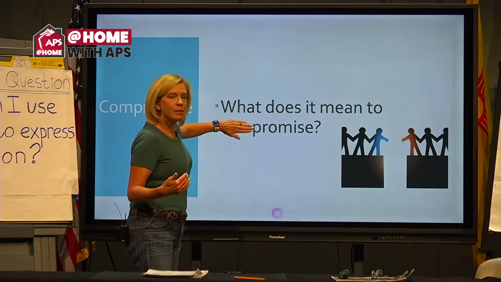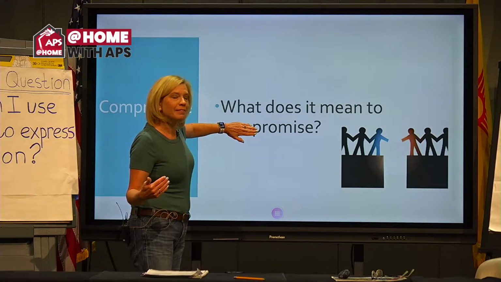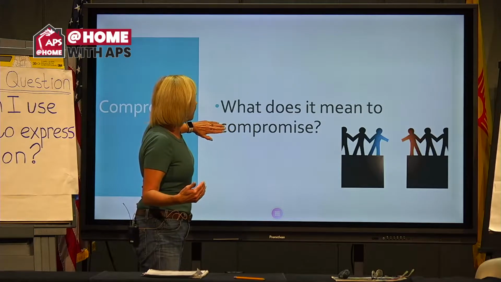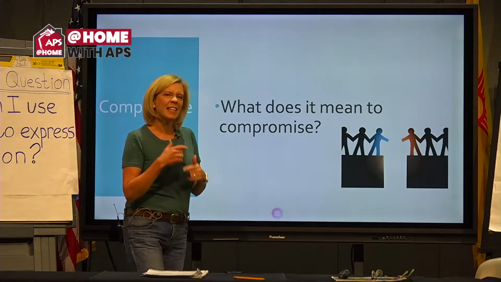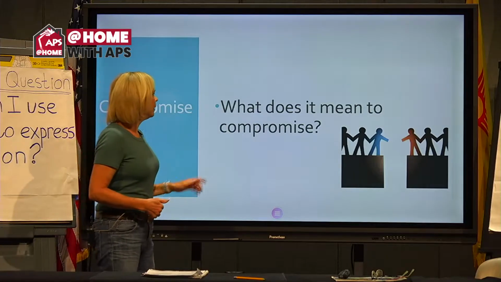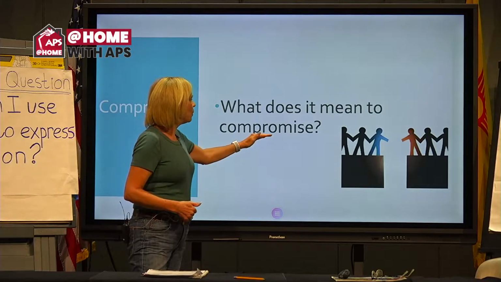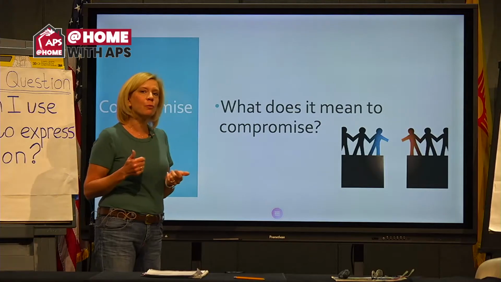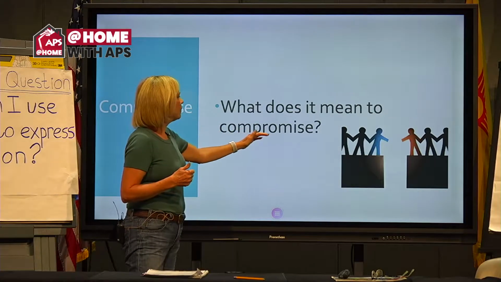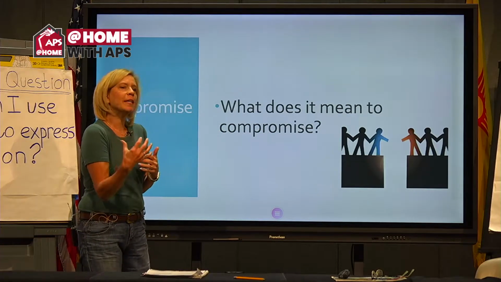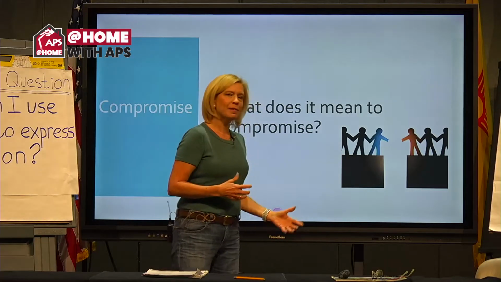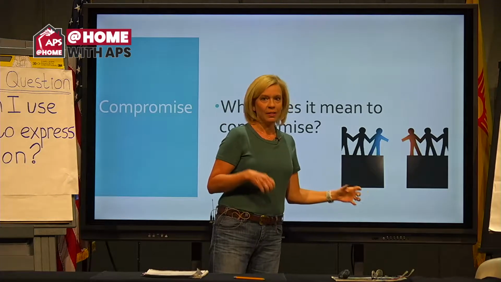To make a promise is we agree to do something. When we make a compromise, it's pronounced just a little bit differently. Compromise. So we break that into 3 syllables. That means that we're agreeing to meet halfway. We're coming to the middle. So we want to do this.